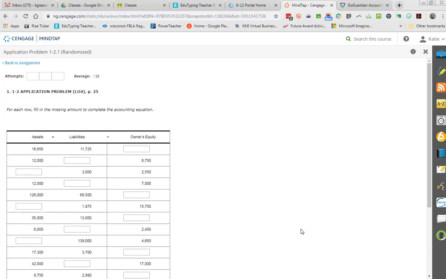What do I have to do to get my owner's equity? Subtract these two to get that number. Got it? So you're going to do that all the way down. Do you have to type in the comma? No, the comma will automatically go in for you, so don't worry about entering that in.